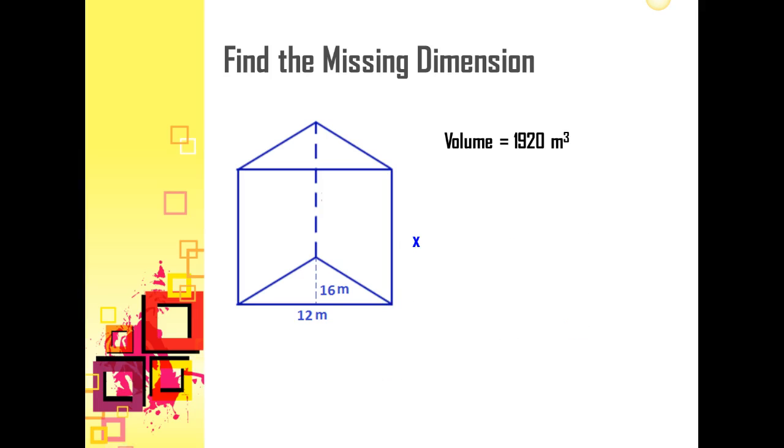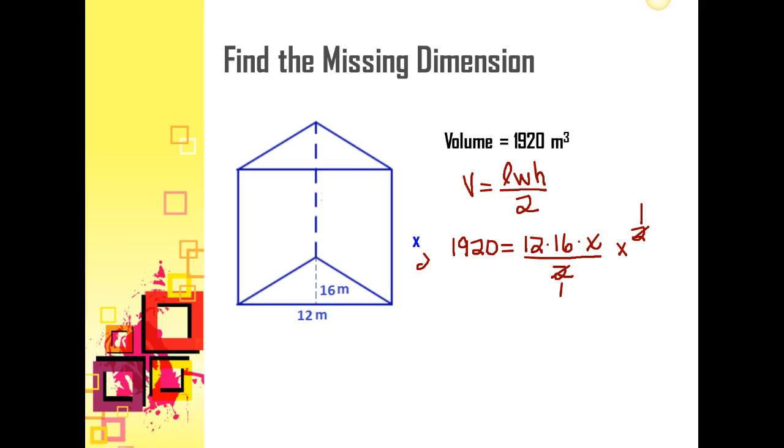We can also solve by using our knowledge that every triangular prism is half of a rectangular prism. We would use the formula volume equals length times width times height divided by 2. We can now plug in the known values. The volume is 1920, and this will equal a length of 12 times a width of 16 times the height, which is represented by the variable x, divided by 2. There are multiple ways you can solve from here.